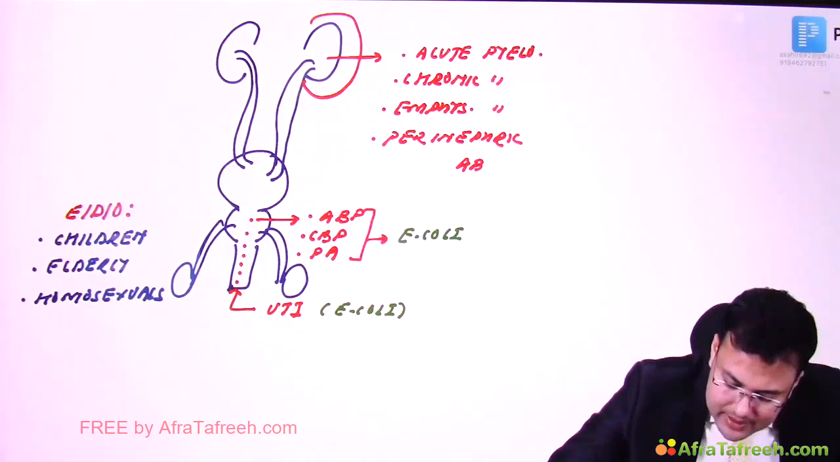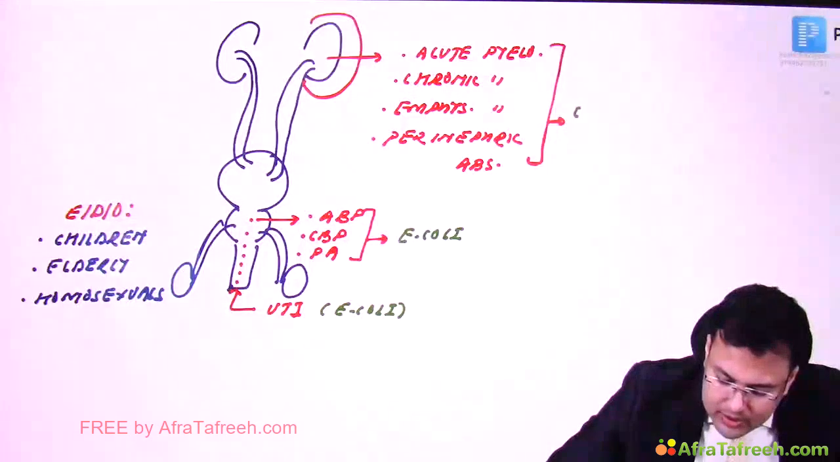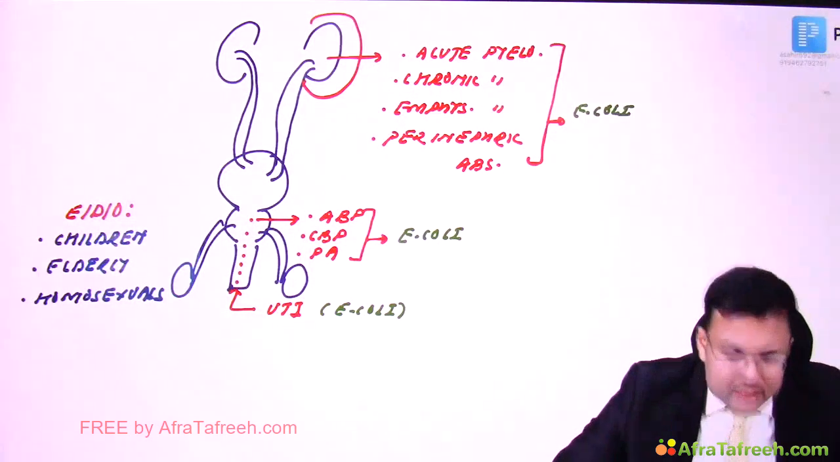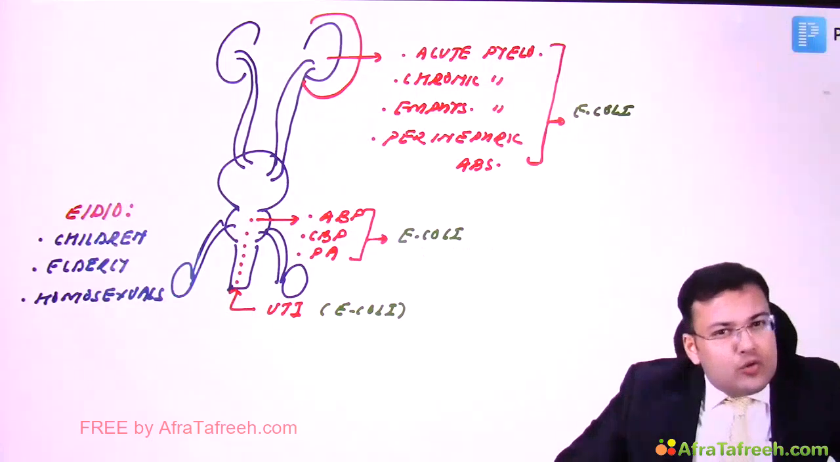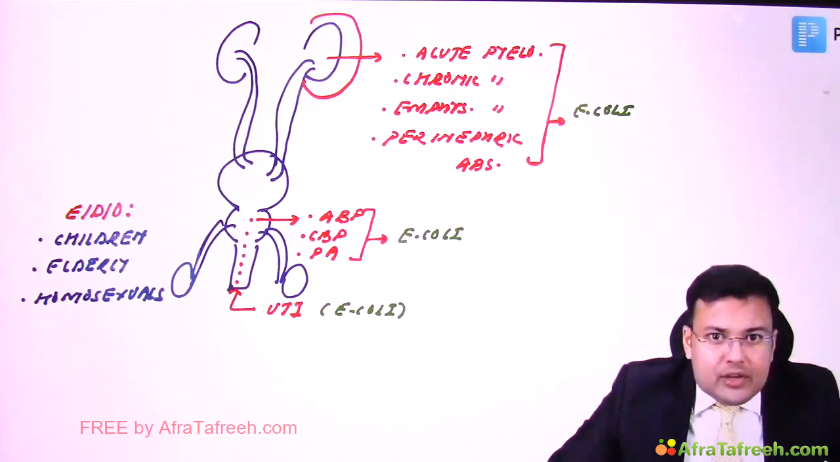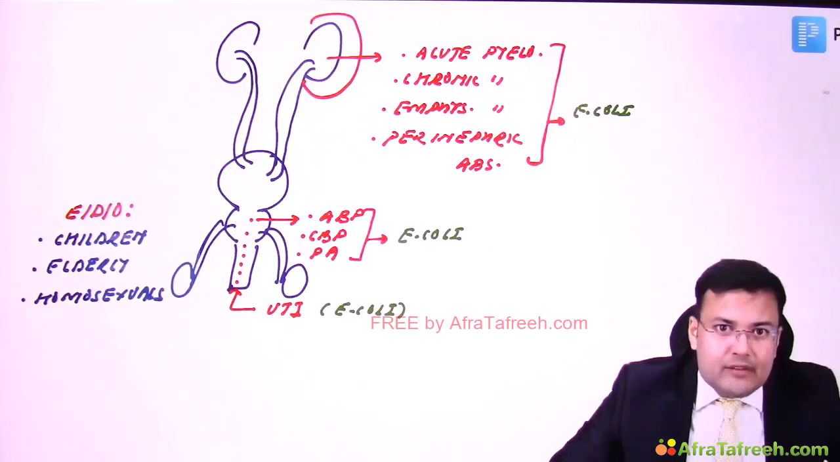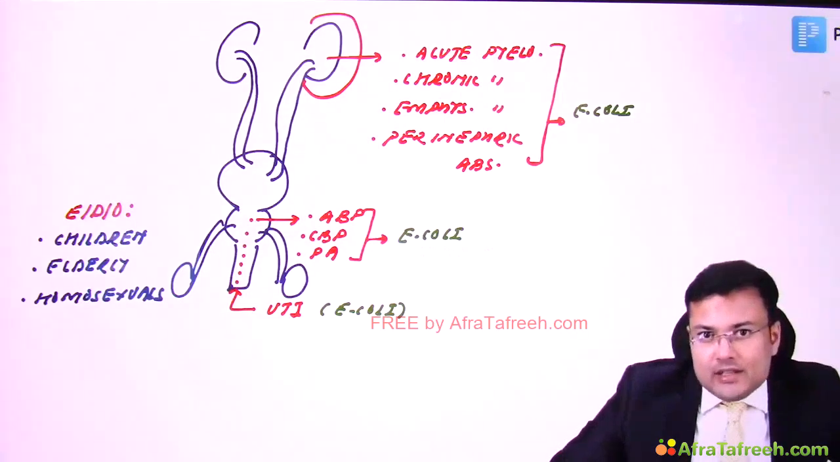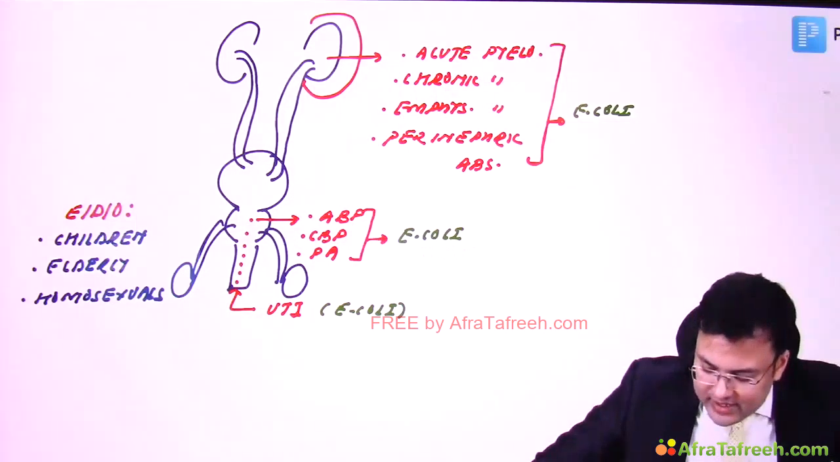Perinephric abscess. And in all these cases, what is the most common organism responsible? That's E. coli. So what is acute bacterial prostatitis? It is the acute inflammation of the prostate associated with urinary tract infection. And what is the organism responsible? E. coli.